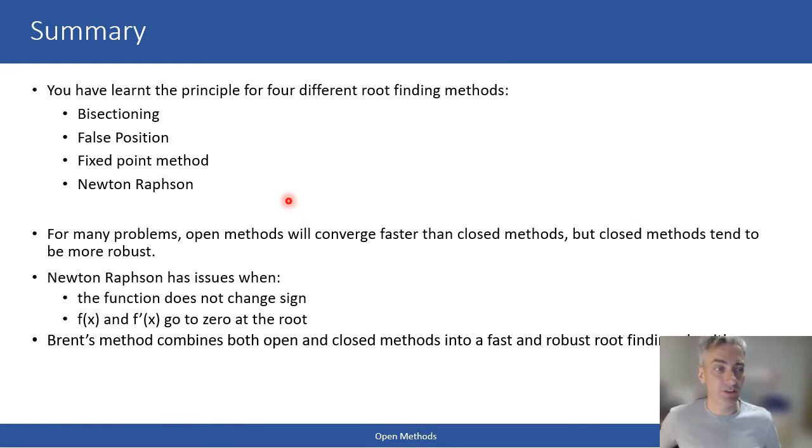So that pretty much summarizes it for this week. We've looked at the principles behind 4 root finding methods: bisectioning and false position, which are both closed methods, and then the fixed point and Newton-Raphson methods, which are both open methods. There are many problems for open methods that stop the system from converging, but it tends to be very fast. Closed methods are slower but tend to be more robust. The best of both worlds comes from Brent's method, which combines the speed of open methods with the robustness of the bisectioning closed method.